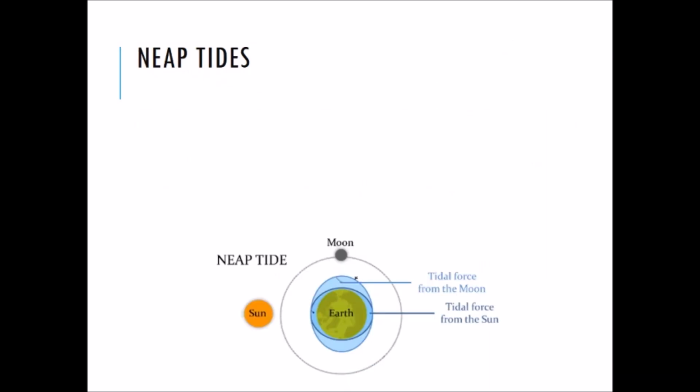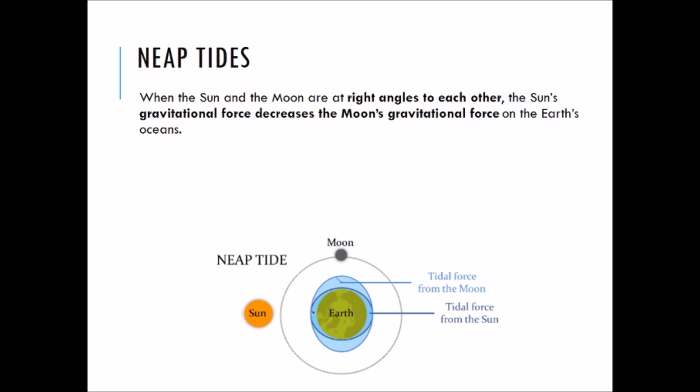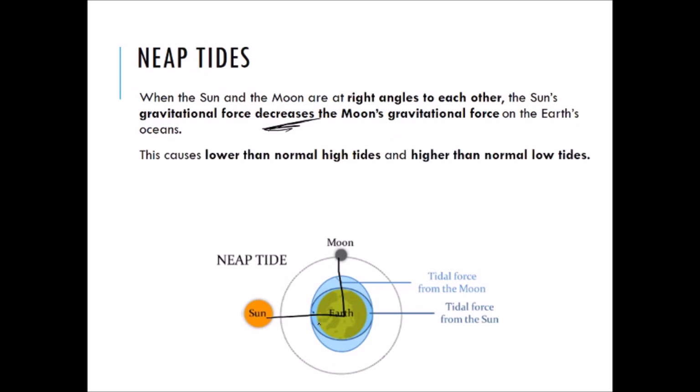Alright? So neap tides. When the sun and moon are at right angles to each other, the sun's gravitational force decreases the moon's gravitational force on the Earth's oceans. Alright, so this causes lower than normal high tides and higher than normal low tides. Just have a think about it. So it causes lower than normal high tides and higher than normal low tides.